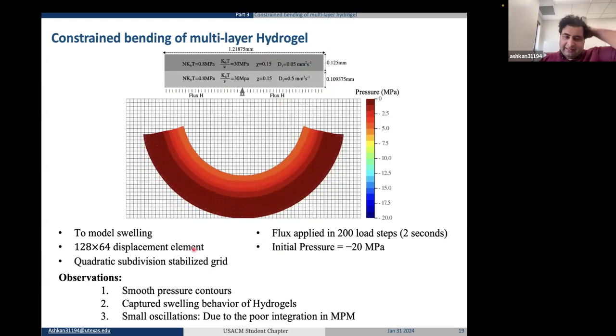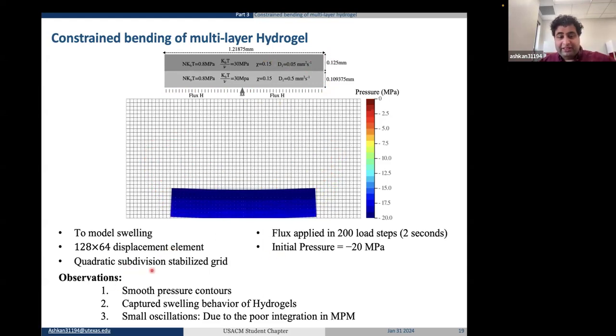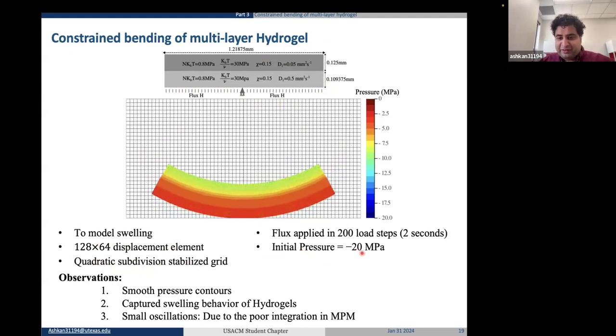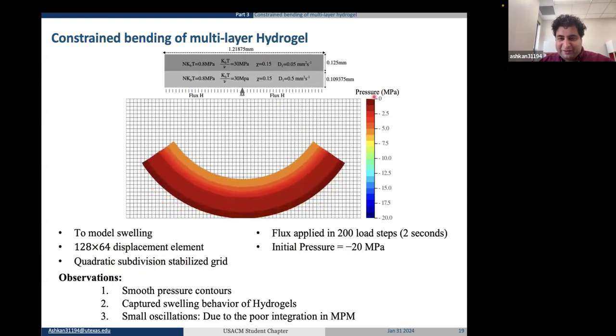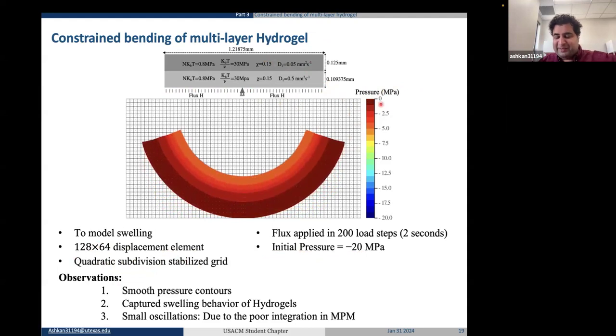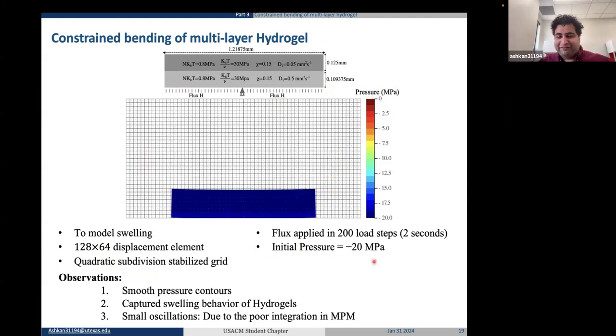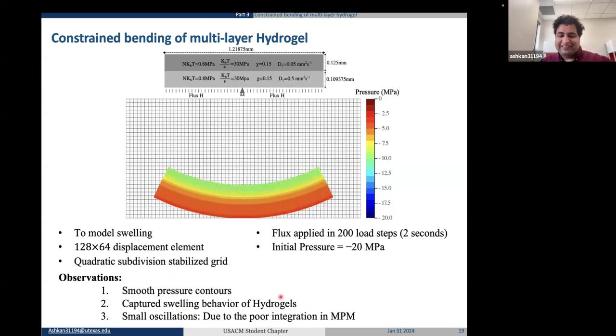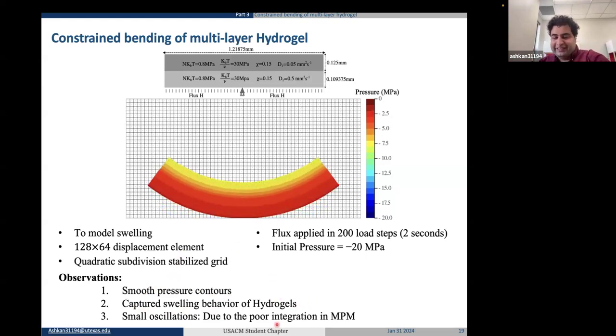We modeled this using quadratic subdivision stabilized grid. Initial pressure is minus 20 megapascal, and at the end we can see we are reaching some values around zero, which zero in this pressure means it's fully swollen, and the more negative this value is, it's more dry. We see a smooth pressure contours. We captured swelling behavior of hydrogel, and these small oscillations here are explained due to the poor integrations in MPM.